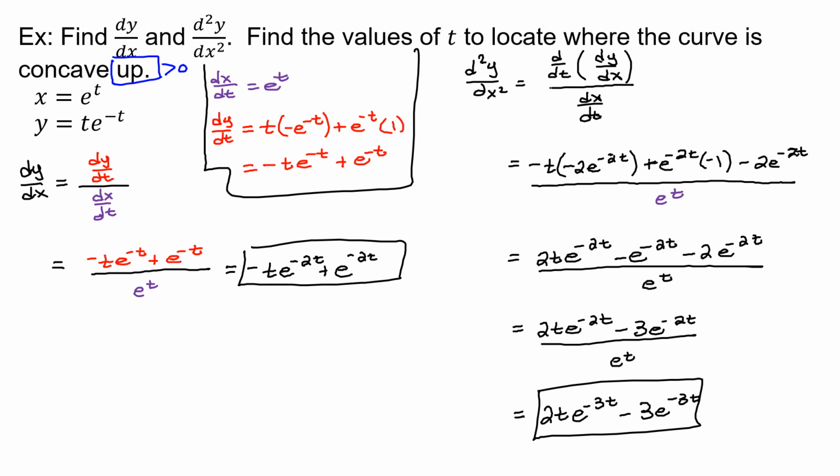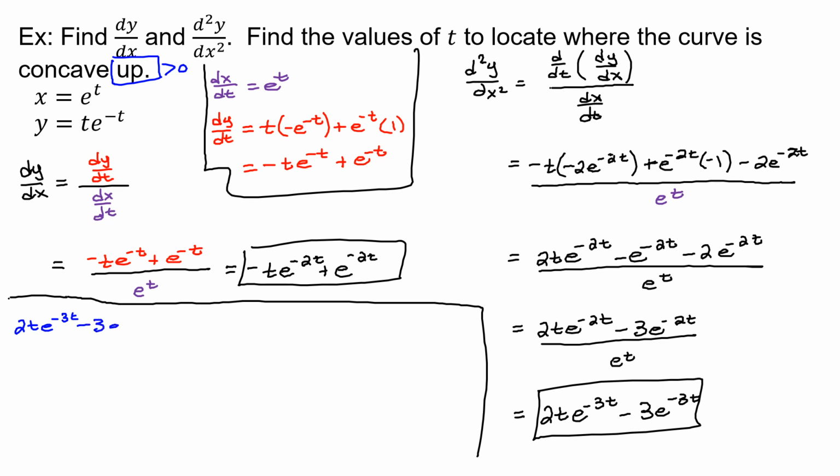So I'm going to do that on this lower left-hand portion of the screen here. I want 2t e to the negative 3t minus 3e to the negative 3t to be greater than 0. Now, in this case, it might be easier to understand if I drop that exponential back to the bottom and rewrite it as 2t minus 3 divided by e to the 3t.